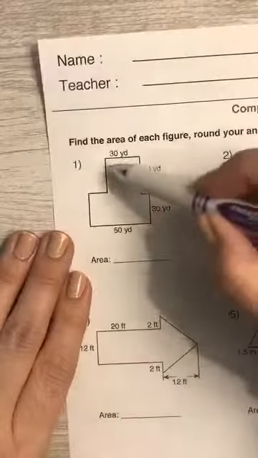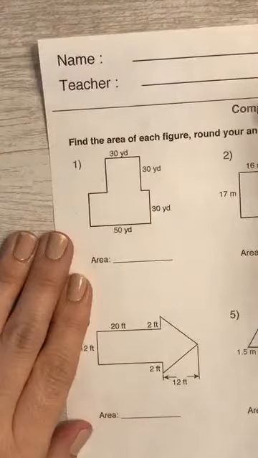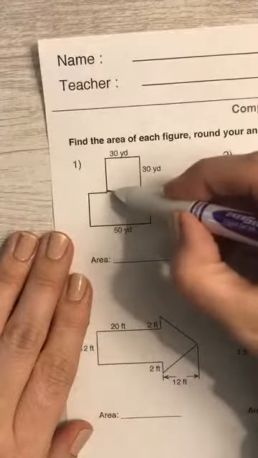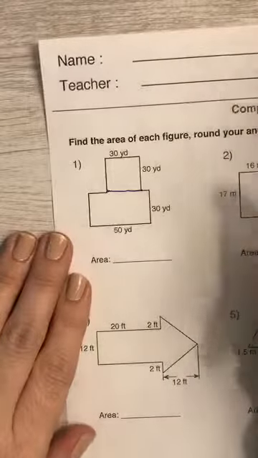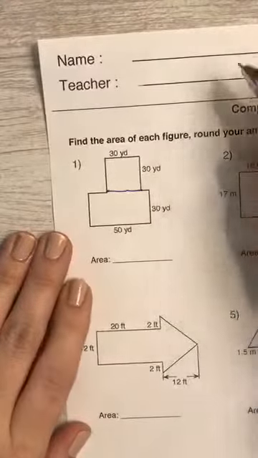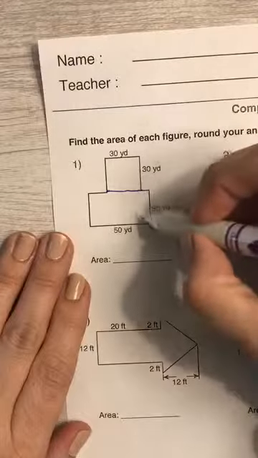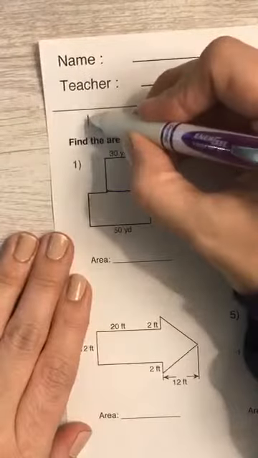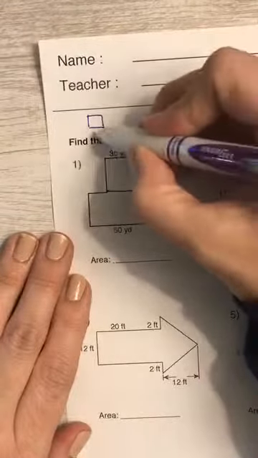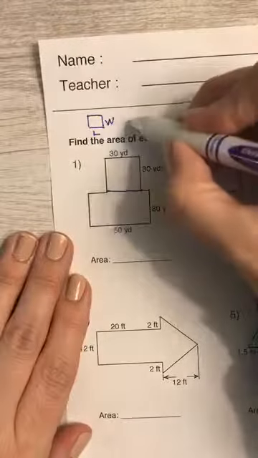With number one, you have a square and a rectangle. So go ahead and draw a line to divide those out. Then you're going to find the area of this one and this one. Remember to find the area of a rectangle, it's length times width.